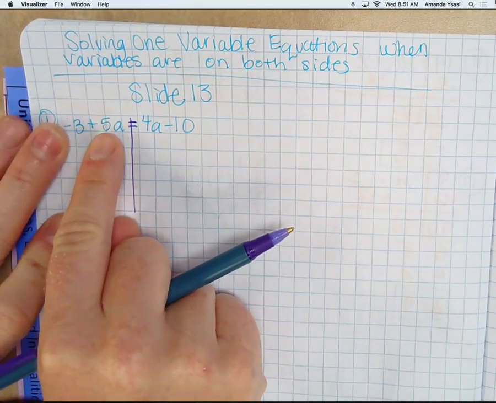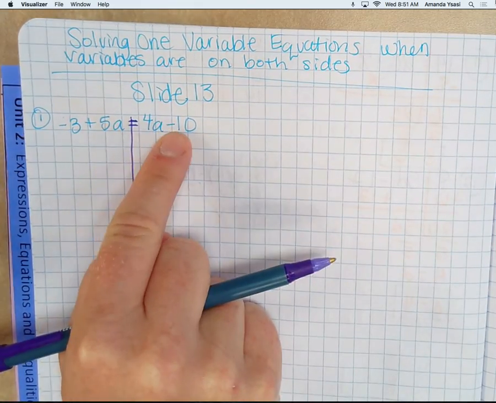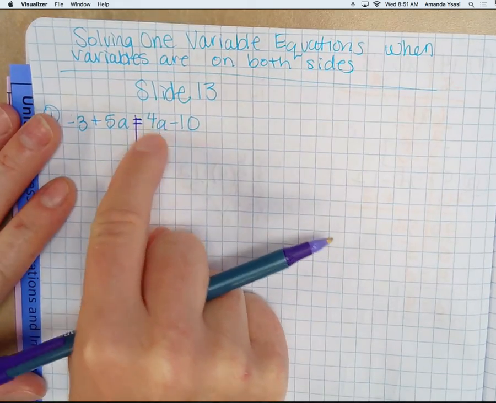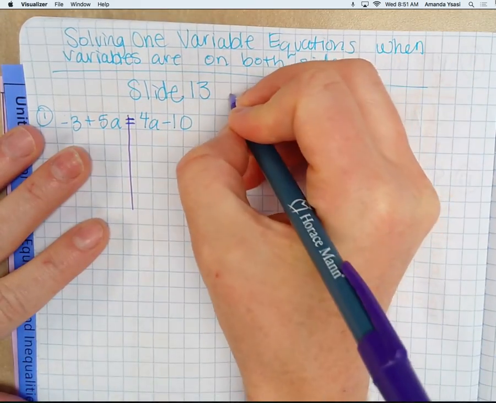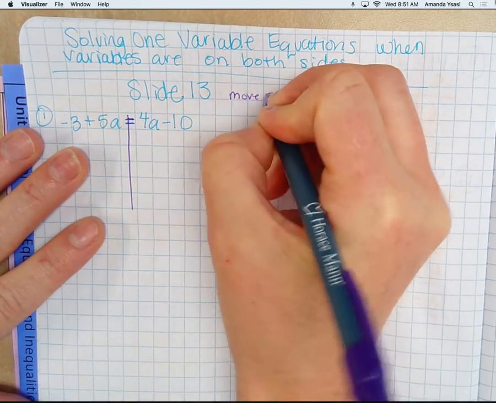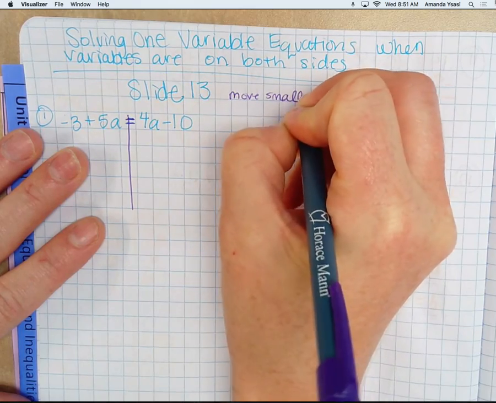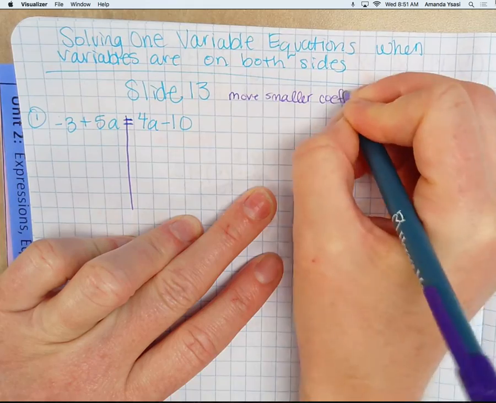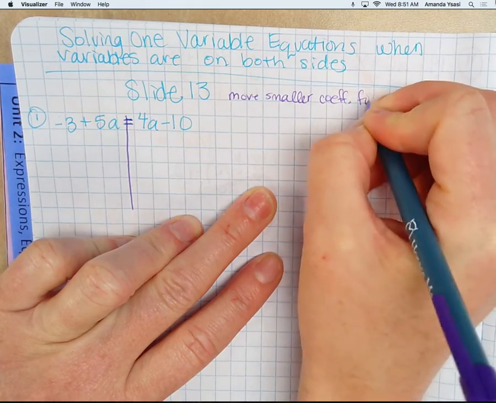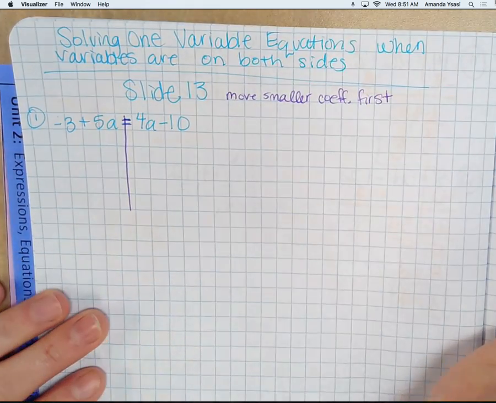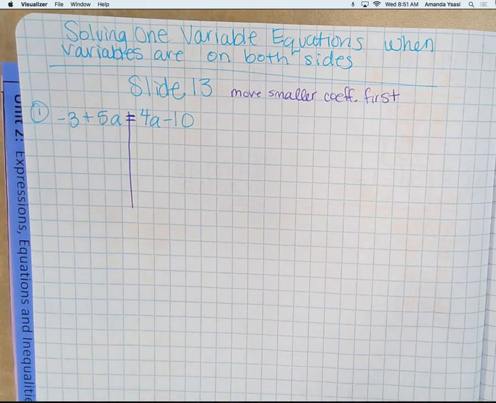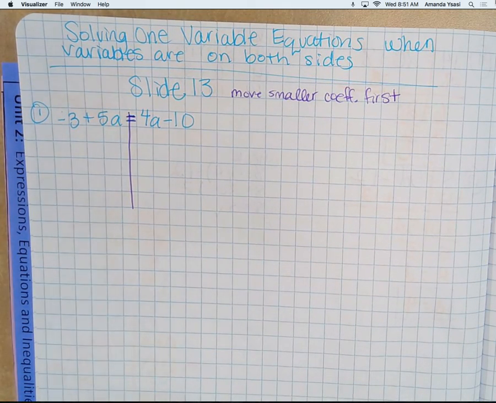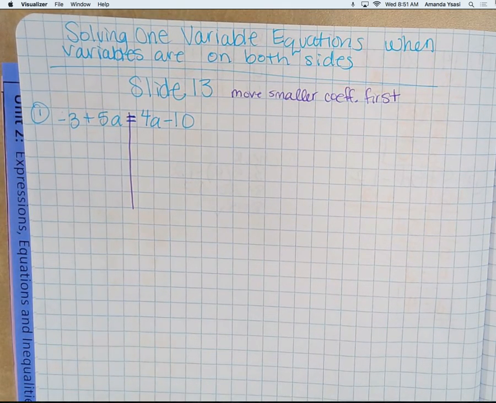So I want to move, since we have a positive 5a and a positive 4a, I'm going to move the 4a first. So I'm going to put a little note over here. Move smaller coefficient first. Because a lot of people aren't sure how to begin. You always want to move that smaller one over to the other side.